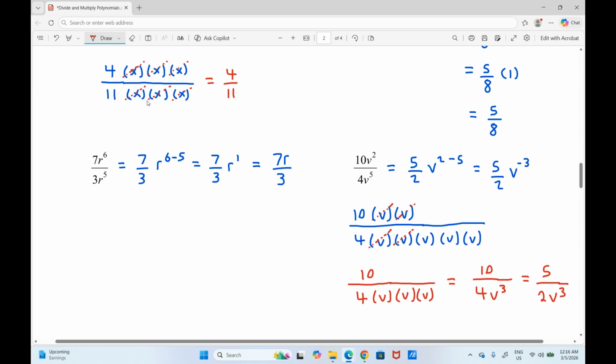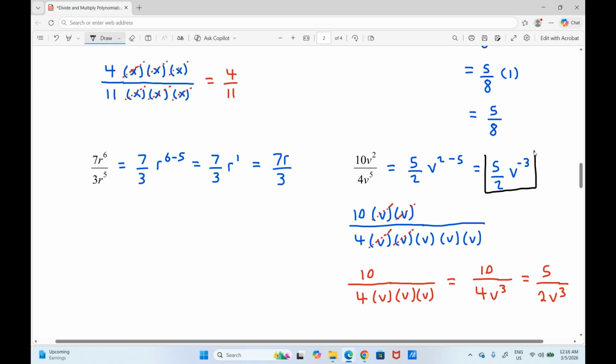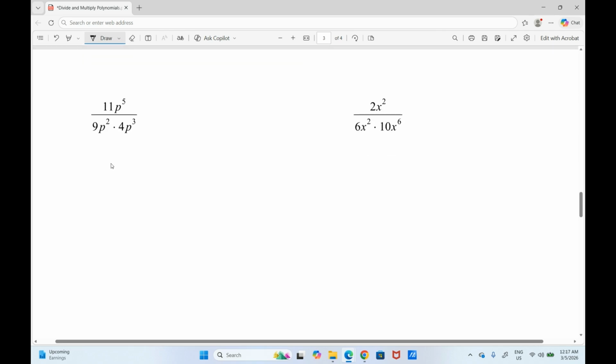So either of these answers are acceptable, but most mathematicians would like the exponent to be positive, so they like this answer more. However, this one is also an acceptable form of the answer, in my opinion. But I guess put it in whichever form your teacher would like it in. Okay, so let's move on to some more examples.